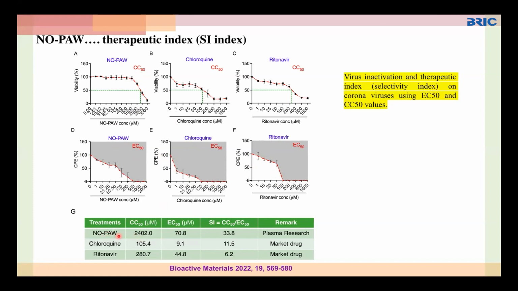In the NO-PAW case, CC50 was 2402 and EC50, the effect on virus, was 70.8 micromole. And the SI index we calculated by dividing CC50 by EC50, that is 33.8. In the market available drug, you can see the SI index is 11.5, very much less than the plasma activated water, NO water. Same case with ritonavir, 6.2, even lower.